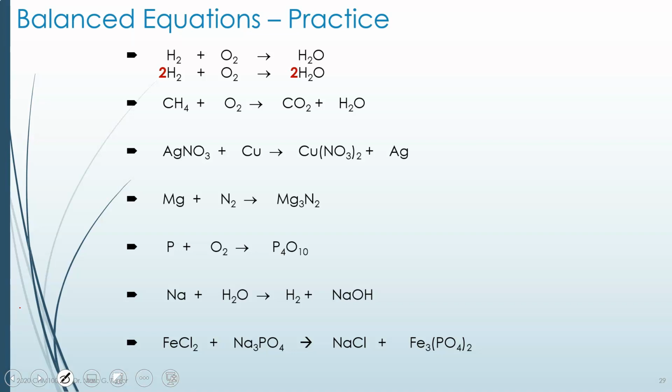Now, you'll notice if we look at the carbon, it appears one time on the left and one time on the right.